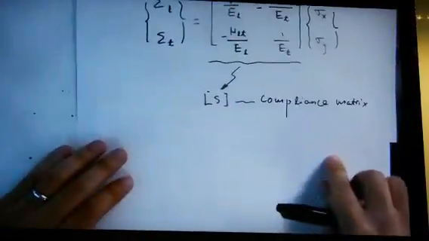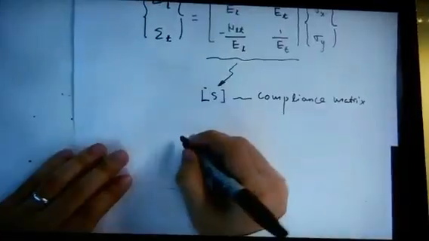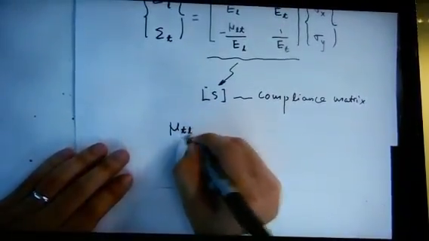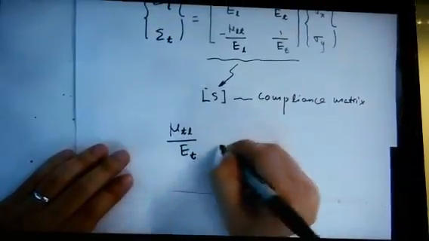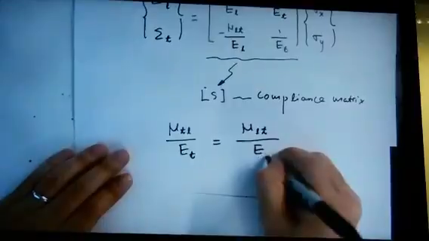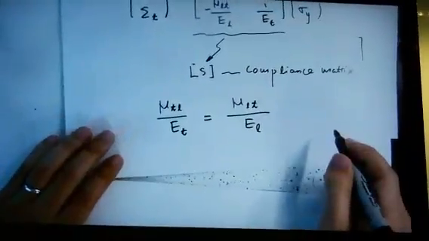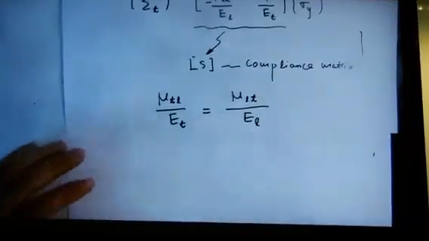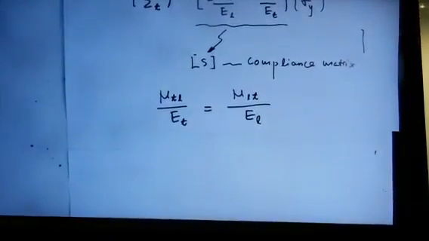And this matrix is symmetric, just as what you have learned. If it is symmetric, there's a condition. That means mu TL ET has to be equal to mu LT EL. Just the same as what I have done in Hooke's law. In Hooke's law, this matrix should also be symmetric. So symmetry is a condition for the compliance matrix.